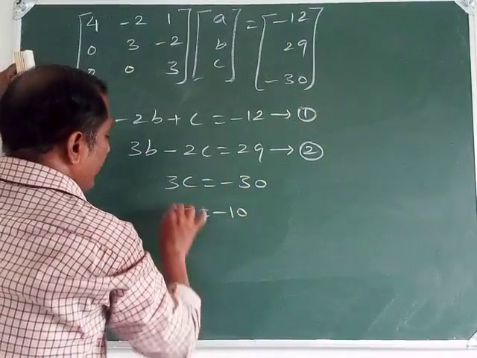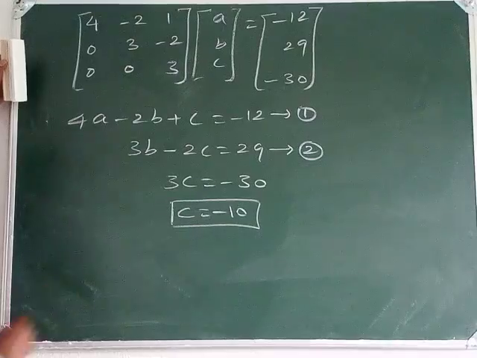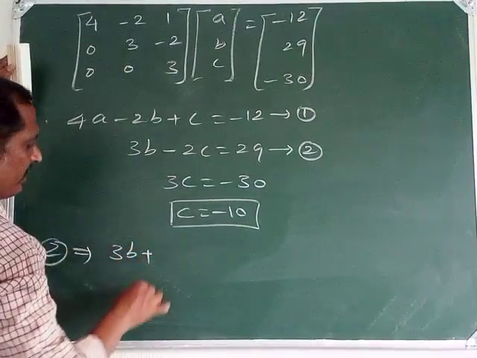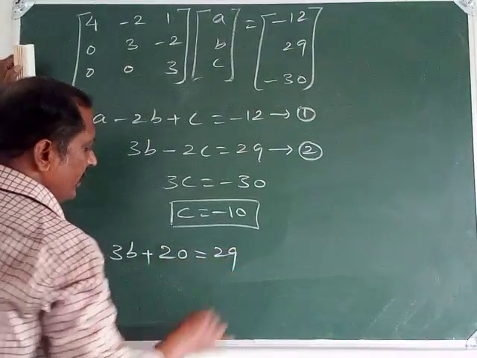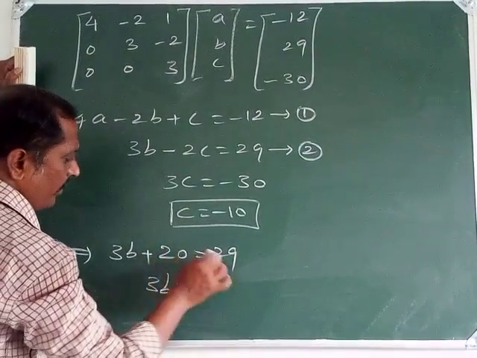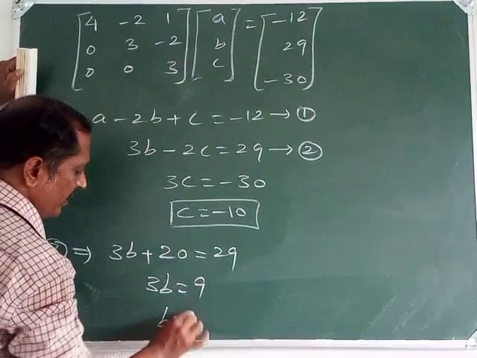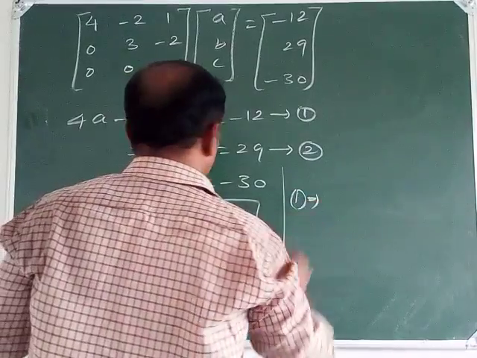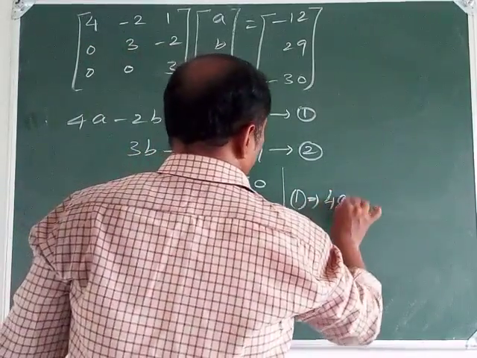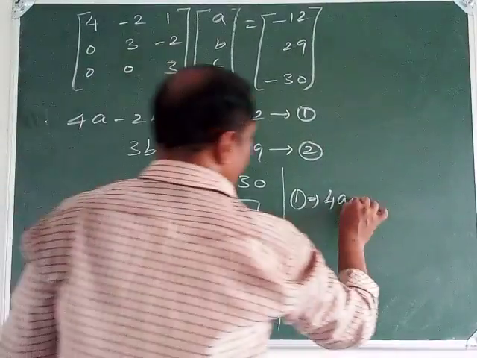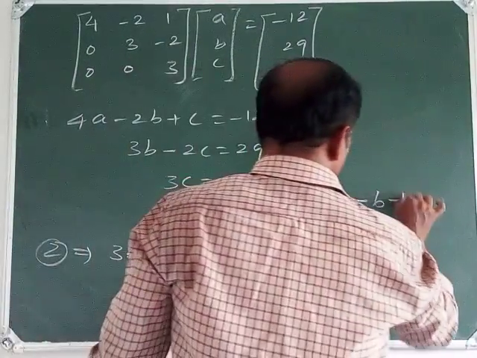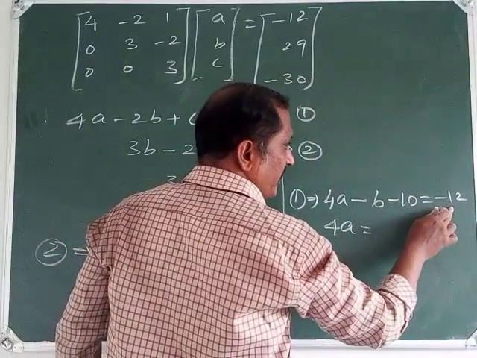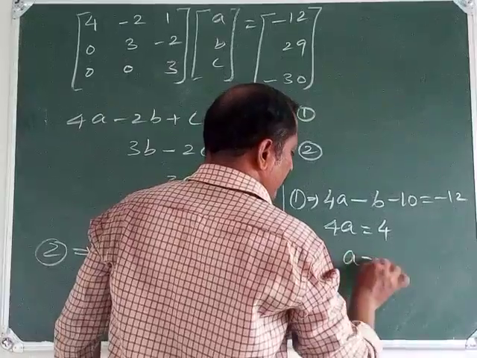So c is equal to minus 10. We get the c answer. Substituting this value, 3b minus 2 times minus 10, so plus 20, is equal to 29. So 3b is equal to 29 minus 20, so b is equal to 3. We get the b answer. Substituting these values in equation 1: 4a minus 2b, 2 3s are 6, plus c, minus 10, is equal to minus 12. So 4a minus 16 is equal to minus 12, so 4a is equal to 4. So the a answer is 1.